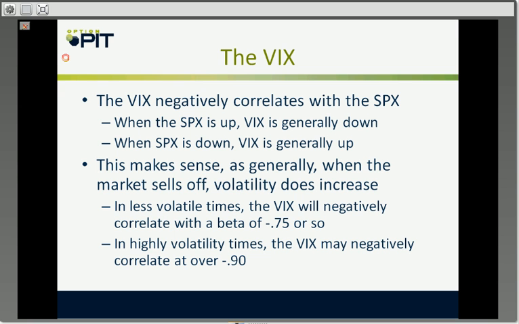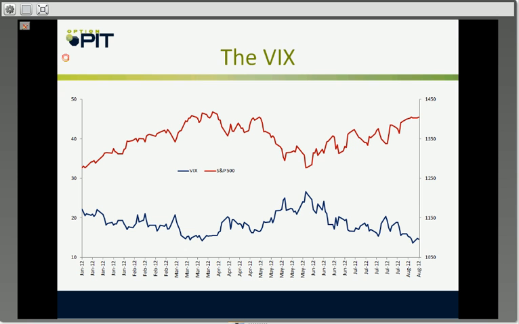All right? The VIX negatively correlates with the SPX. When the SPX is up, VIX is generally down. When the SPX is down, VIX is generally up. We talked about this correlation. The less volatile, the less the VIX will correlate with the SPX. In highly volatile times, the VIX may negatively correlate at over 90%. And you can see how well these two kind of work together. They're almost like mirror images.